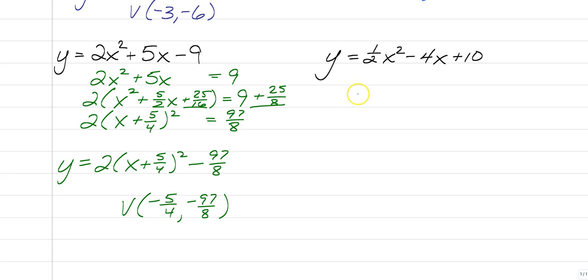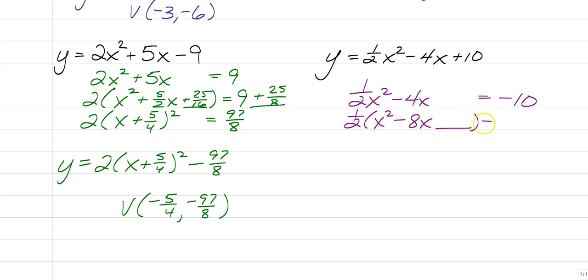So again, nothing has changed. We have 1/2 x squared minus 4x is equal to negative 10, after we move the 10 over to the other side. Factor out a 1/2 and you should have x squared minus 8x, a little bit of space, is equal to negative 10 with a little bit of space.